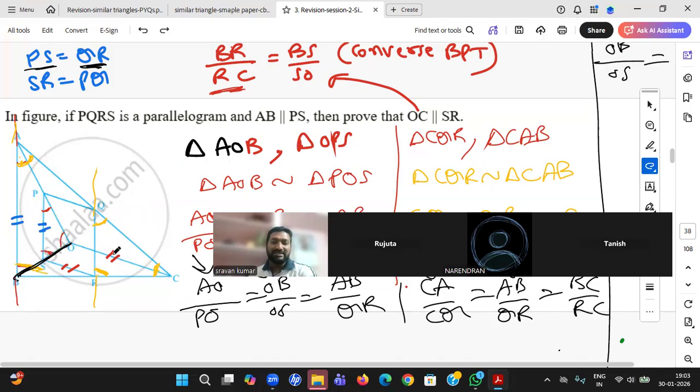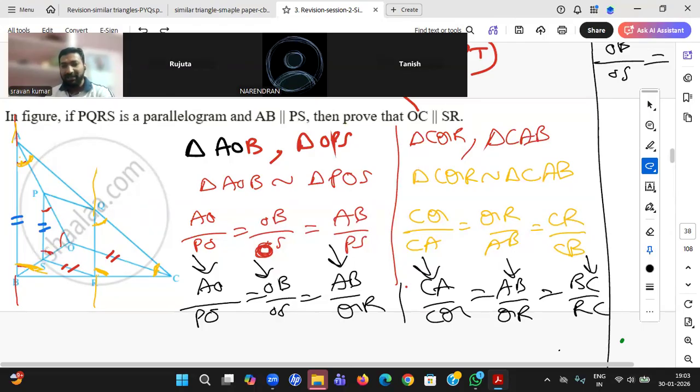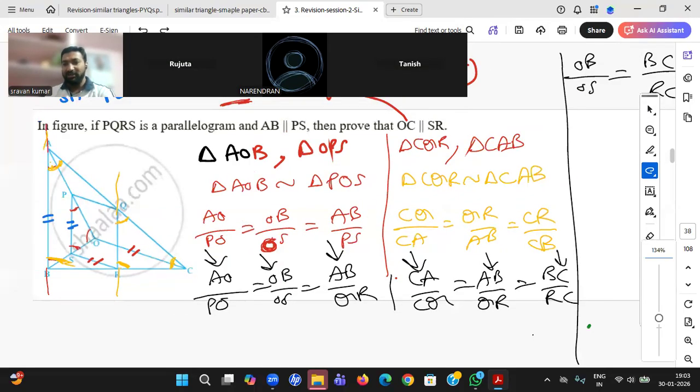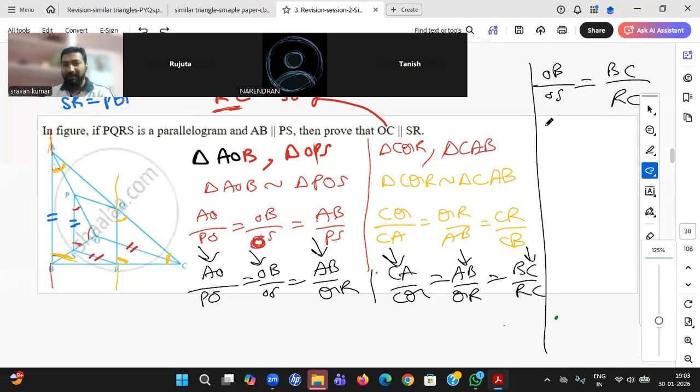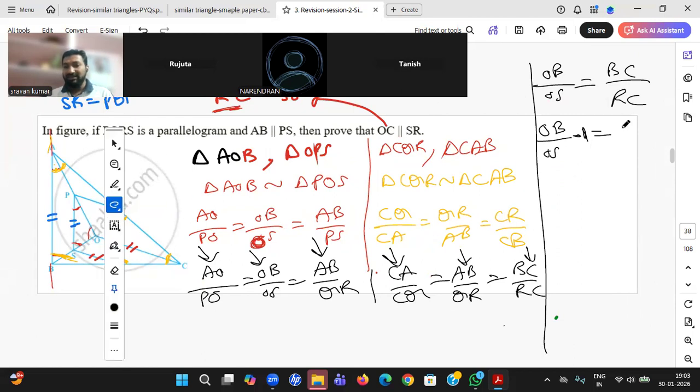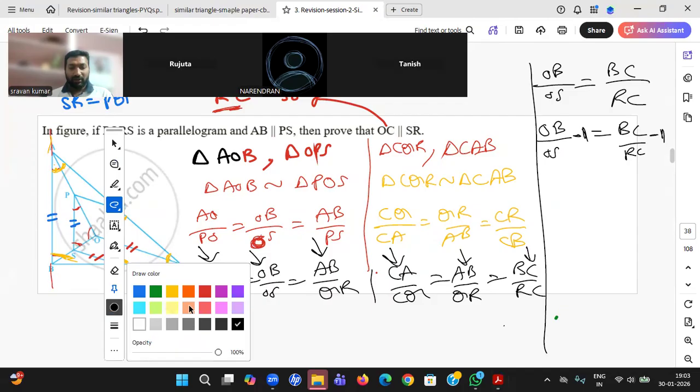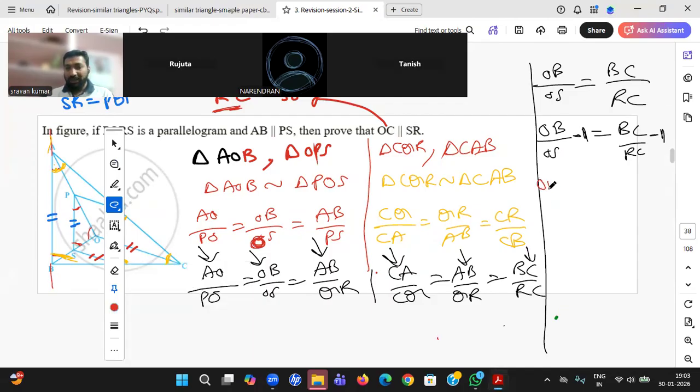So that's the reason yesterday some students were asking where we need to do some minus. You are always doing plus. Here you see there is that necessity. So what should I do, students? I should subtract 1 on both sides. OB by OS minus 1 equal to, if I'm doing minus, I should do here also BC by RC minus 1. Okay. Now let me see the figure.